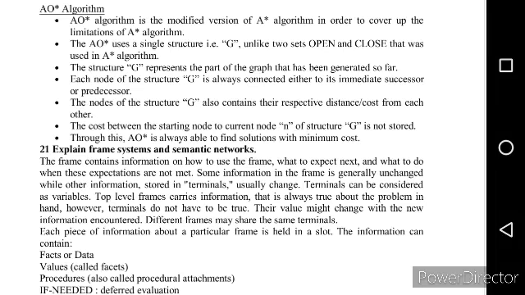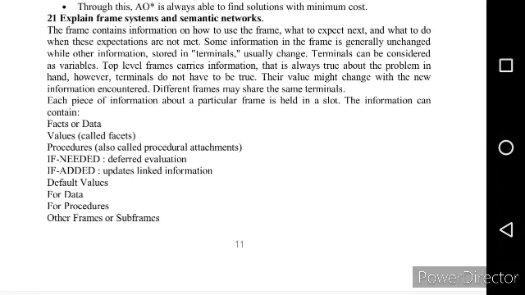Each node of structure G is always connected either to its immediate successor or predecessor. The nodes of the structure G also contain their respective distance or cost from each other. The cost between the starting node and the current node n of structure G is not stored. Through this, AO asterisk is always able to find solutions with minimum cost.